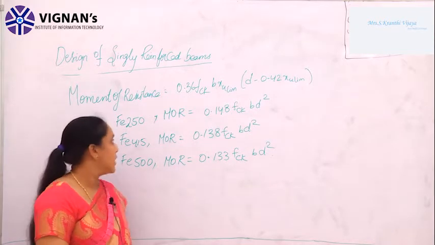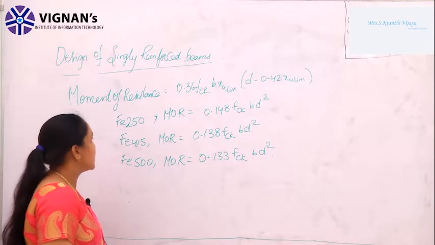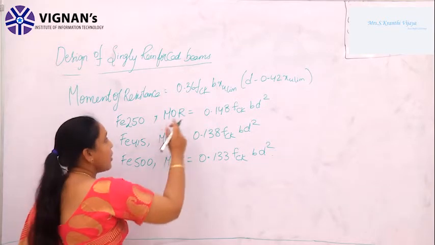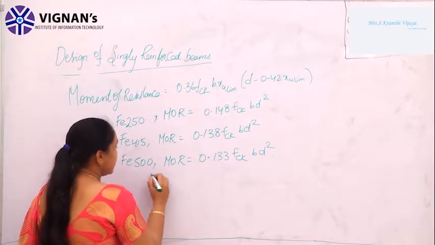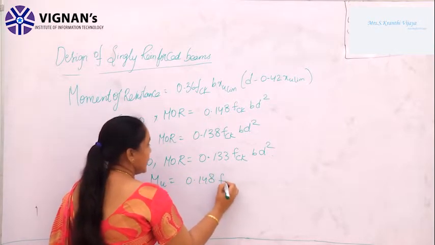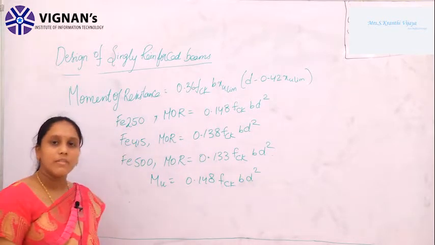So, based on the grade of steel, you can use these particular equations for finding out the moment of resistance. Now, for suppose here I am considering the grade of steel as Fe250. So, what is the equation that we have? That is Mu is equal to 0.148 fck b d square. So, in this particular step, what are we calculating?